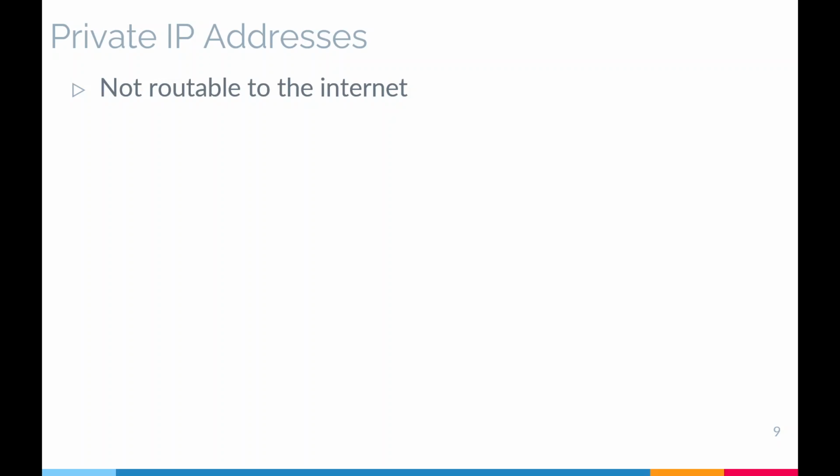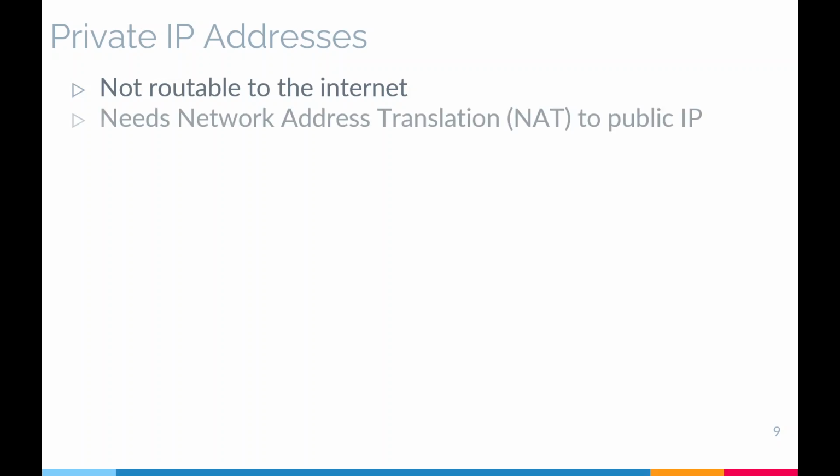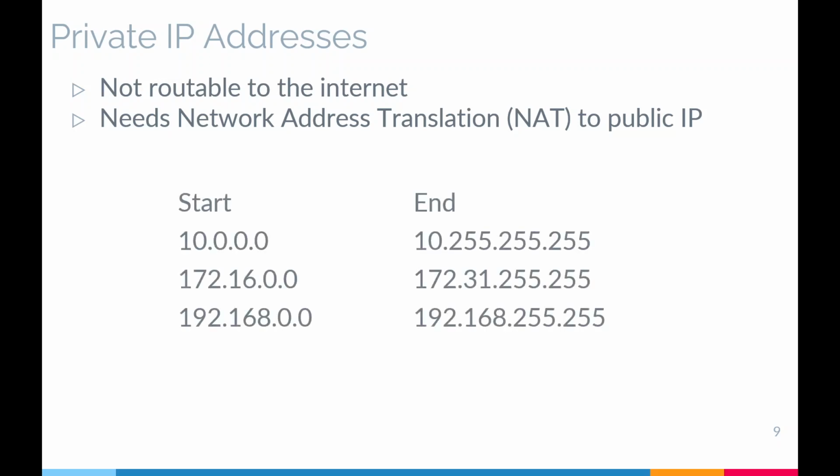Since these IP addresses are not routable to the internet, they need to be converted to public IP addresses so that they can access the internet. That can be done with the help of network address translation, or NAT. Now here is the list of the private IP addresses.